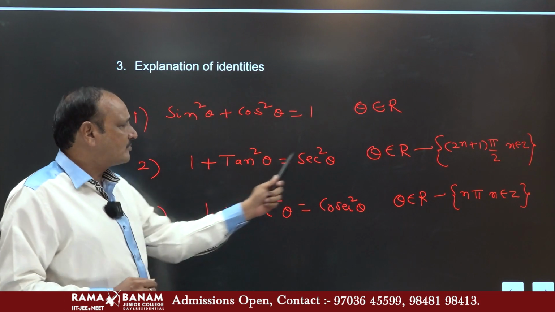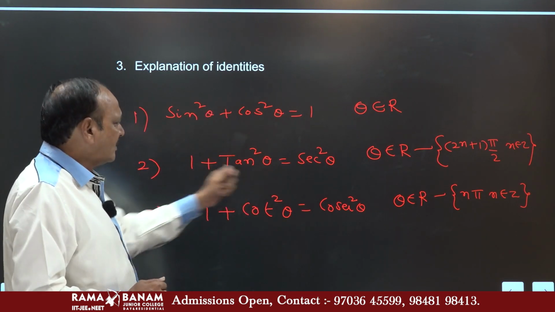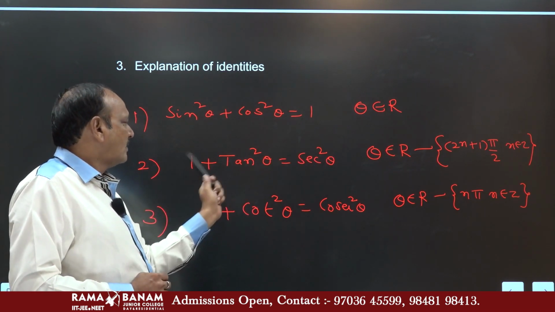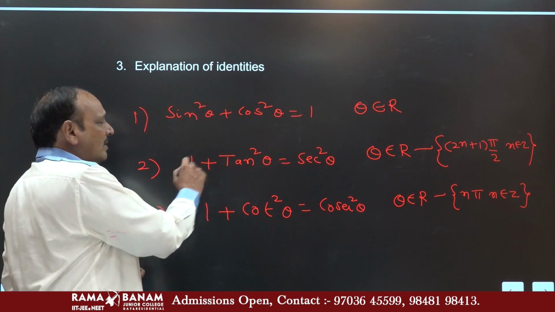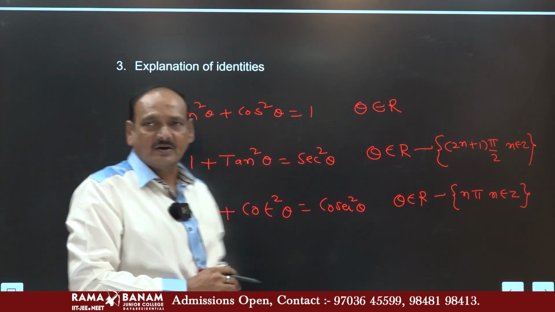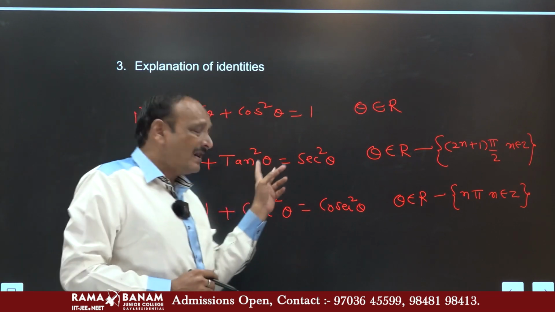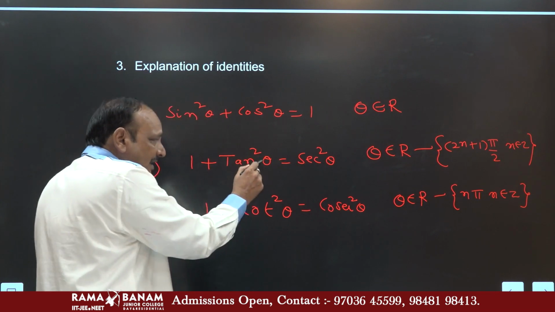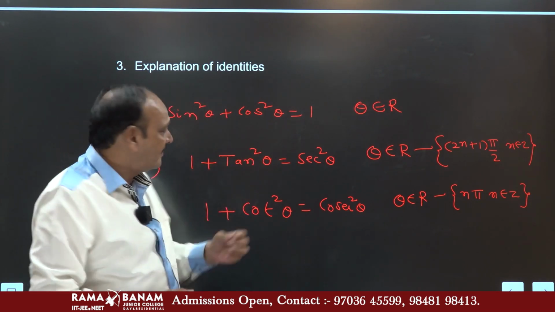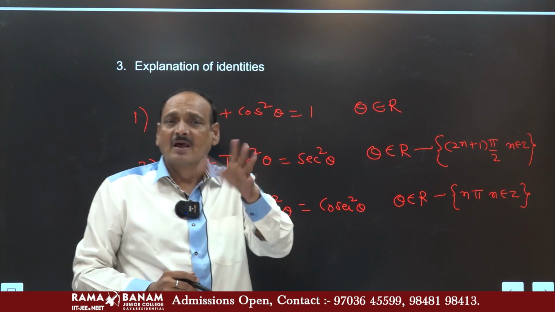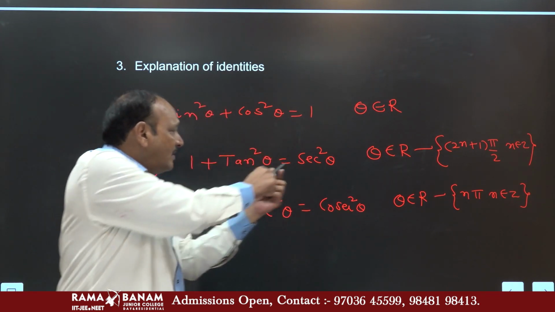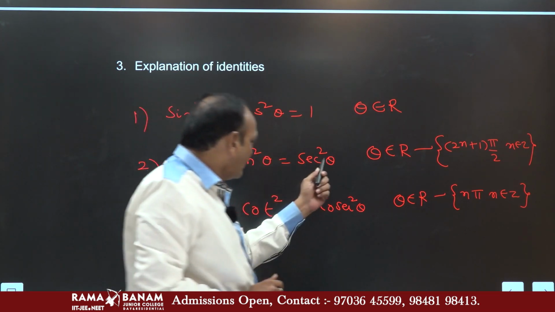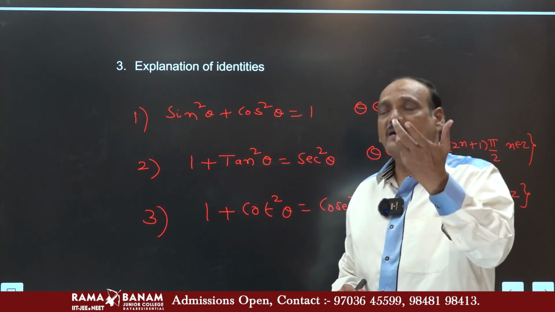Now, 1 plus tan square theta is equal to secant square theta, and secant square theta minus tan square theta is equal to 1. Again, secant square theta minus 1 is equal to tan square theta. When LHS is equal to RHS, they should have the common domain. If I give theta 90 degrees, tan 90 is not defined. If I give theta equal to 270 degrees, tan 270 is not defined. Similarly, if I give theta equal to 90 degrees, secant 90 is not defined. If I give theta equal to 270 degrees, secant 270 is not defined.